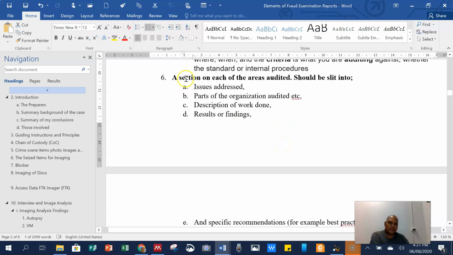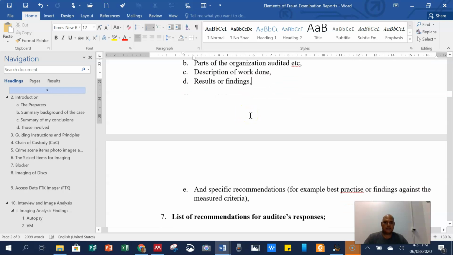The 6th section looks at each area that has been looked at in the audit. You probably want to discuss the issues addressed in detail, the parts of the organization that have been audited, and a description of the work done to reflect back the audit findings of your investigation, as well as the results of the findings.